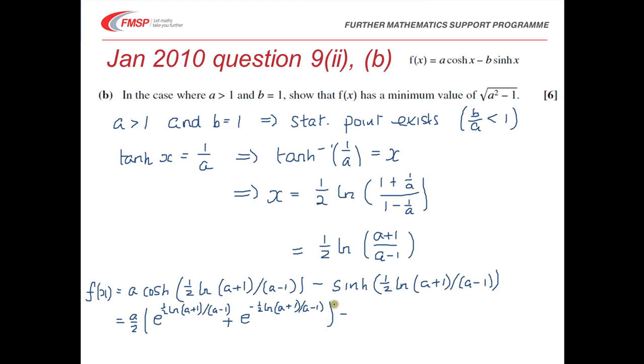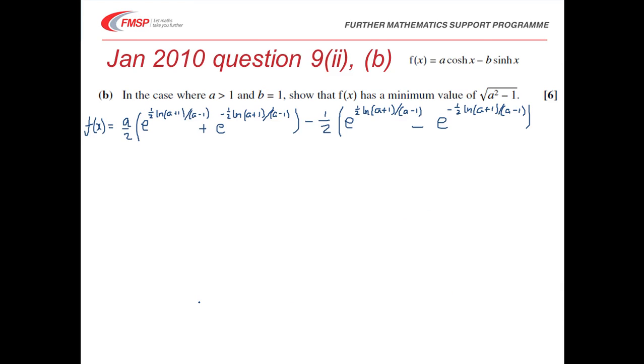and then we'll do the same for sinh, remembering that that means we'll have a half outside, and sinh has a minus sign, so it'll be e again to the half of log a plus 1 divided by a minus 1 minus, this time, e to the minus a half of log a plus 1 divided by a minus 1. So that doesn't look very nice at the moment, but if we remember that exponentials and logs are inverse functions, we should be able to simplify it. So let's have a little look.